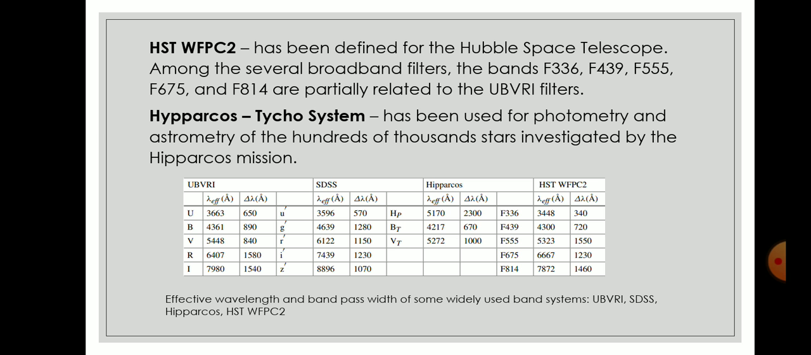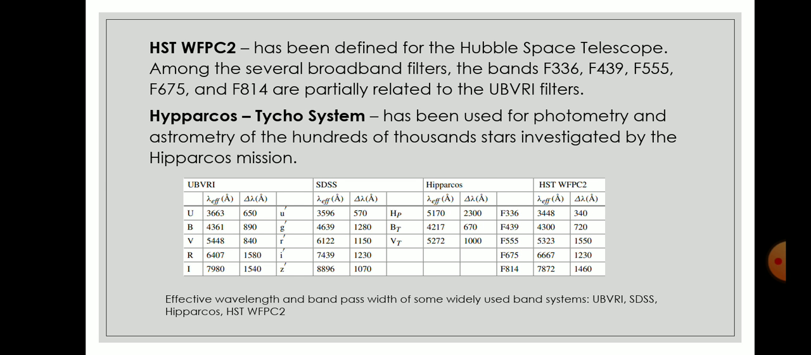The HST WFPC2 system has been defined for the Hubble Space Telescope. Among the several broadband filters, the bands F336, F439, F555, F675 and F814 are partially related to the UBVRI filters.